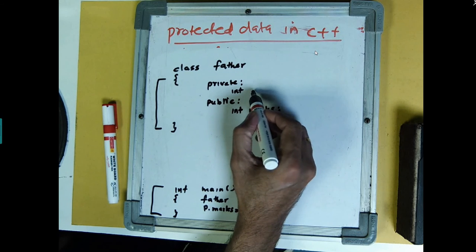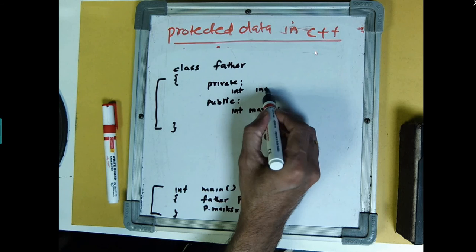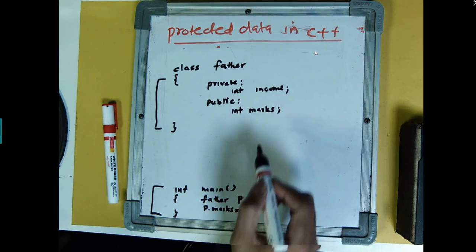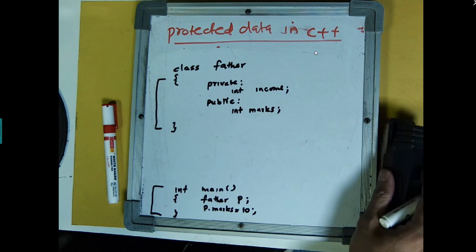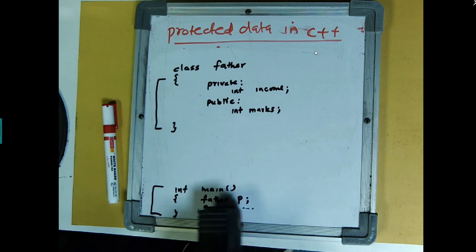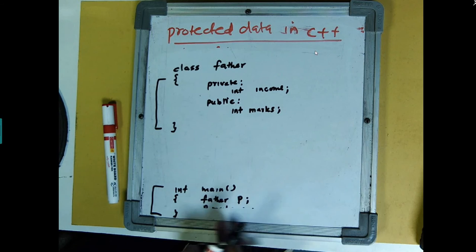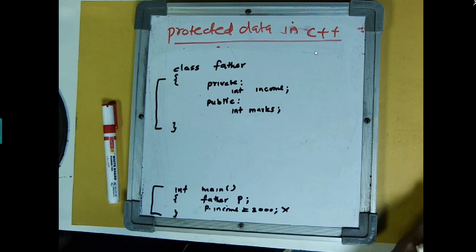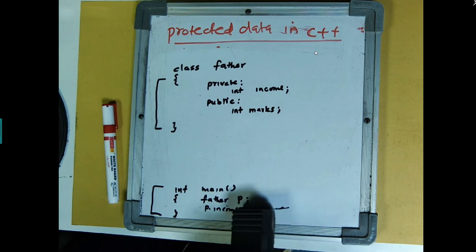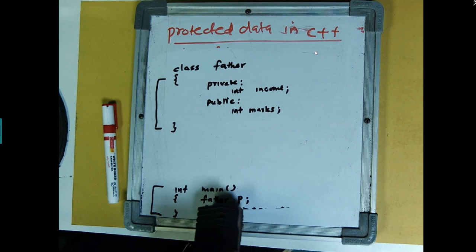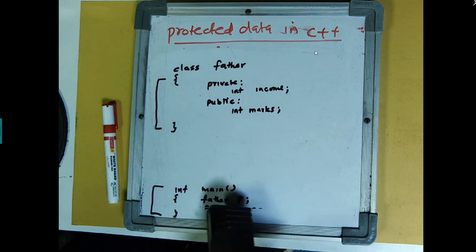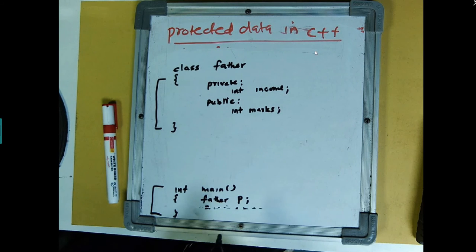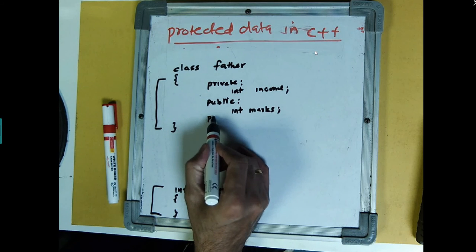Now if it was a private variable like integer income, which he doesn't want to disclose, in such a case, had I said P dot income is equal to 2000 instead of P dot marks, it would have given an error because income is a private variable. It cannot be taken outside to a main function. Now we are talking about a third type, that is called protected type.